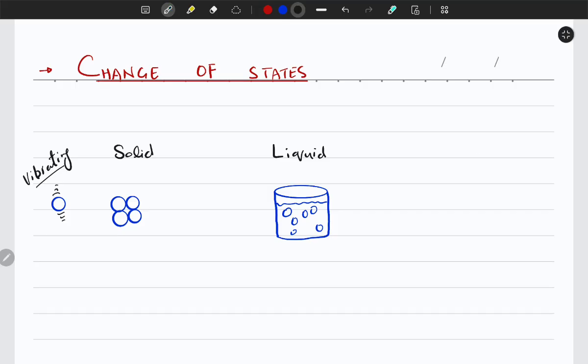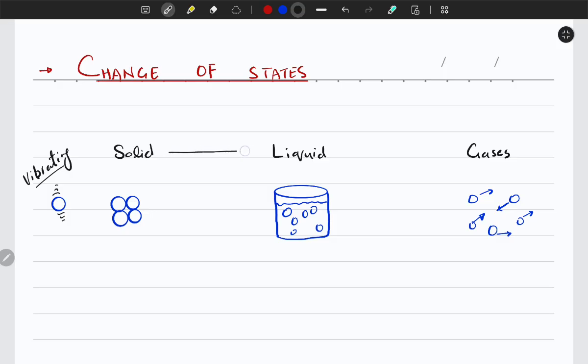Then we have gases. The movement in liquid particles is slow, but in case of gases, the particles are moving freely, here, there, anywhere. They are moving freely, randomly, without any particular direction, right? So we can change one state of matter into another.